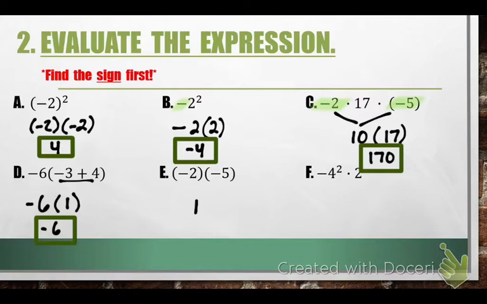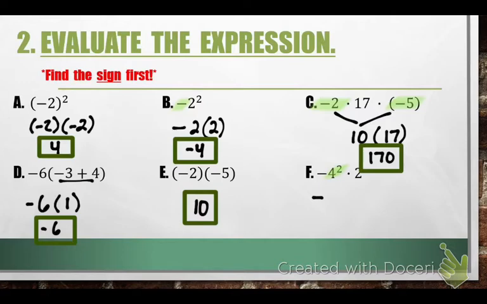Positive 10 is correct. Looking at the next one, should I square the negative? No, it's not in parentheses. So everyone drop that negative down. Now let's just look at 4 squared. Chris, what does 4 squared mean? You square the number. So it means what? Times it by itself.